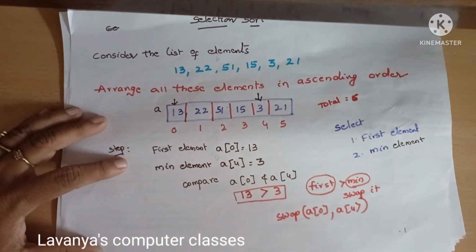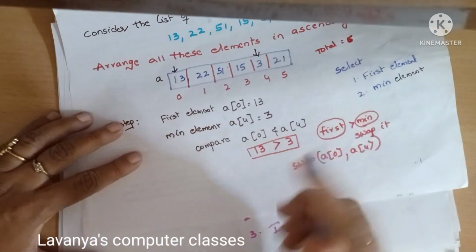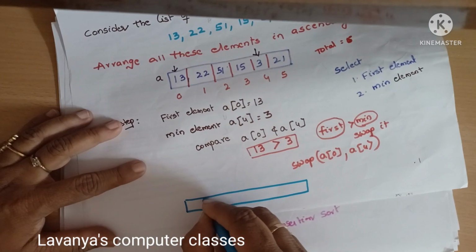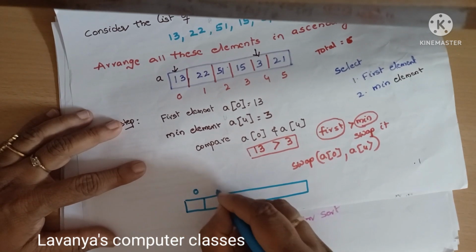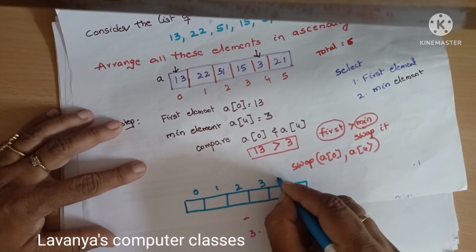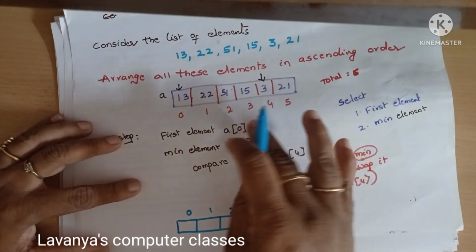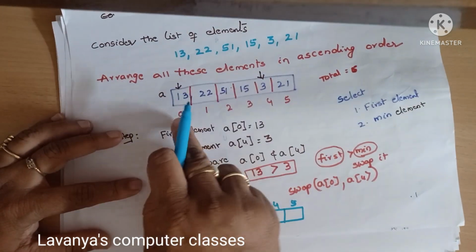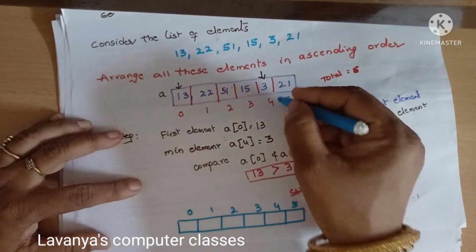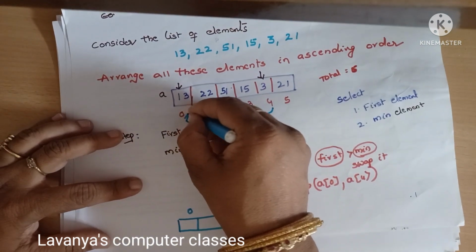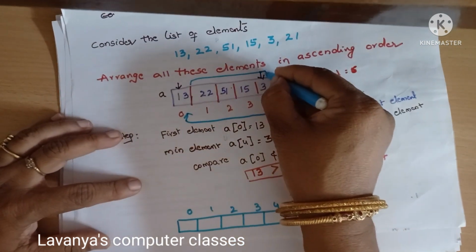Swapping means just exchanging. After step 1, the array elements are like this. How many elements are there? 0, first element, second element, third element, fourth, fifth. The remaining elements are all in the same place, no problem. We just exchange only the first element and the minimum element. That means this element is swapped to here, and this element is swapped to here.